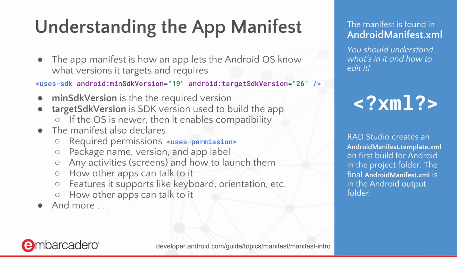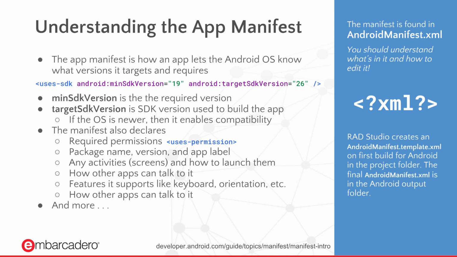The target SDK version is the version of the SDK that was used to build your application, which we use 26 for Oreo. Now, what this version means, the target SDK version, is that's what was used to build the application.